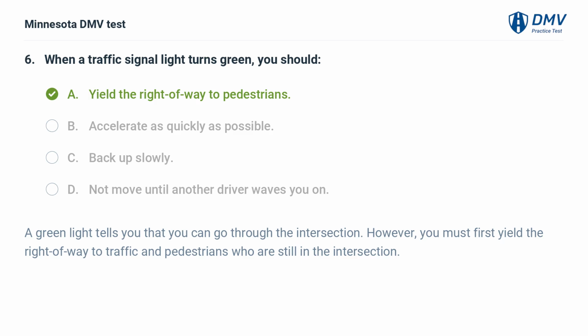A green light tells you that you can go through the intersection. However, you must first yield the right-of-way to traffic and pedestrians who are still in the intersection.